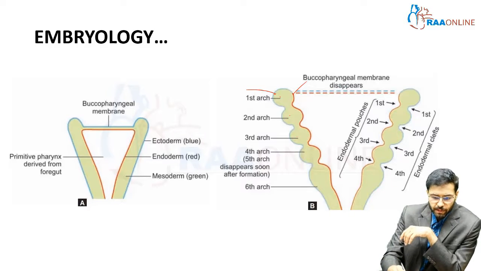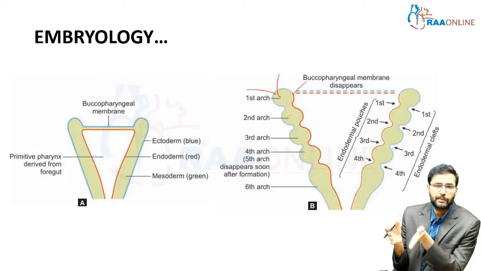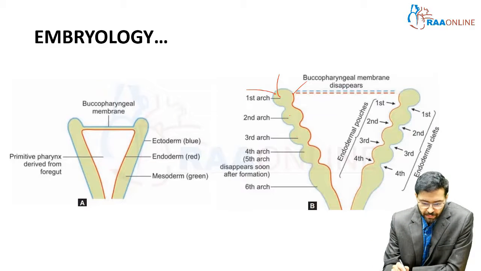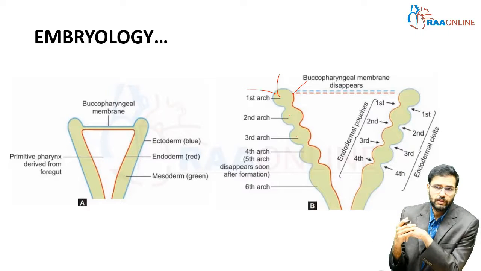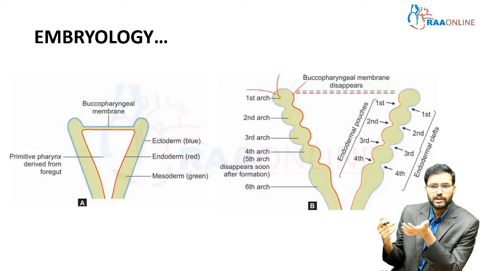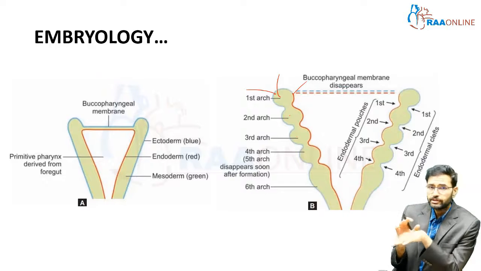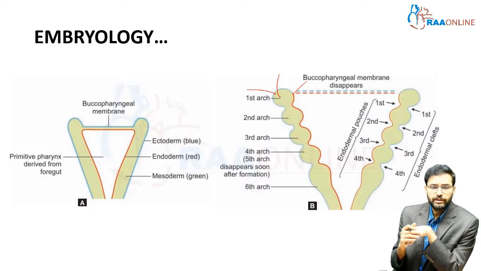This mesoderm develops from two important components, the paraxial mesoderm and the lateral plate mesoderm. There are 6 bars that develop, called the first arch, the second, the third, fourth, fifth, and the 6th arch. The 5th arch soon disappears after formation, so in the end we are left with only 5 arches. These 5 arches are important as they contribute to the development of many vital structures in the head and neck region.